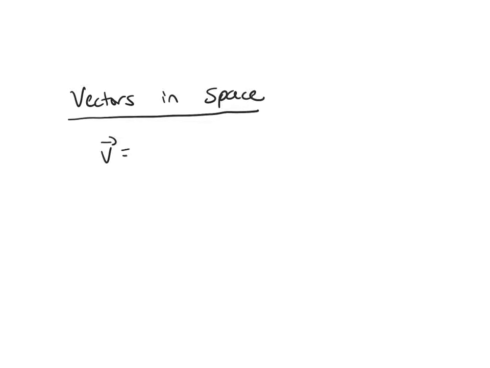We're going to talk about vectors in space. It works very similar to how we talked about vectors before, but now we're in 3 dimensions. And so if I write down the component form of a vector, it would have 3 entries.